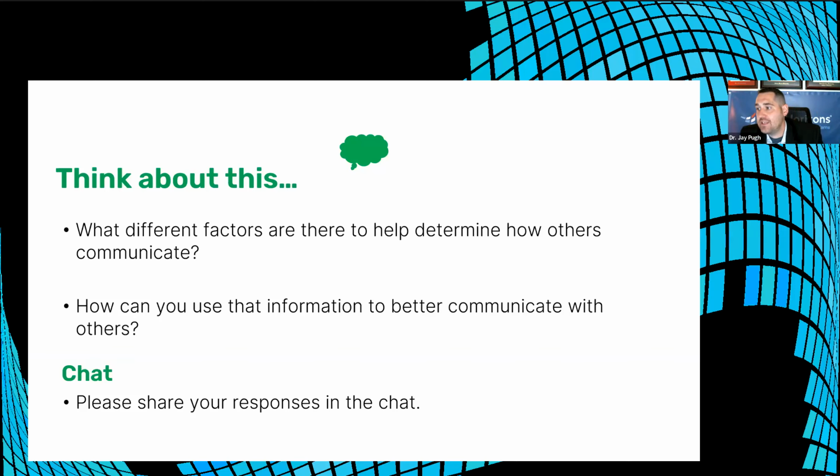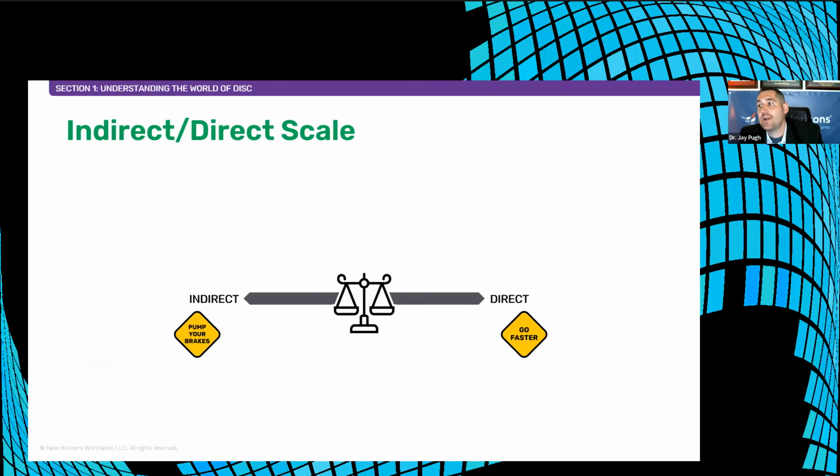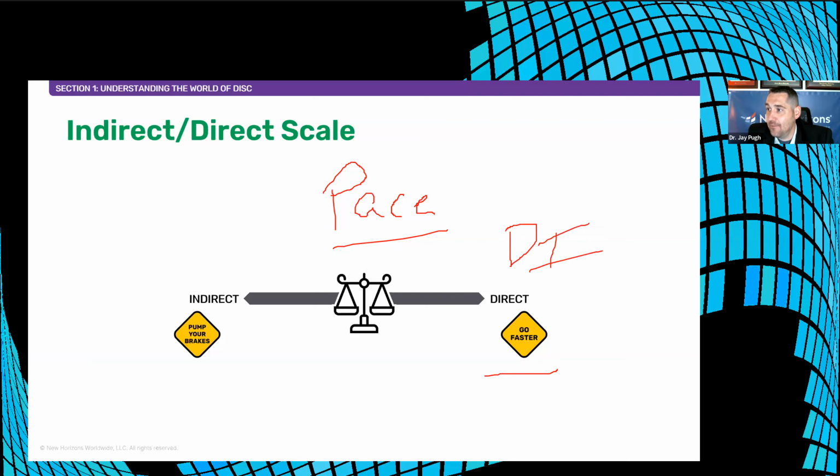The first piece of this that I find to be beneficial is what I call the indirect versus the direct scale. What this means is pace. Look at how quickly they move through things. There are account executives that I work with that will send me something and then they immediately say, oh, I actually meant to say this, or hey, forget that, I meant this. That lets me know that they are going to be more on the D and the I scale than the S and the C scale.